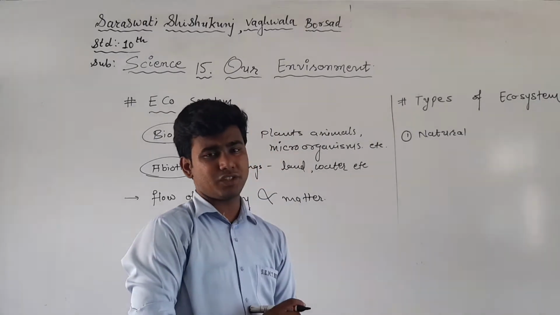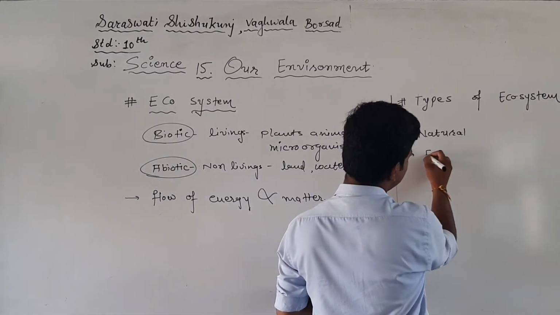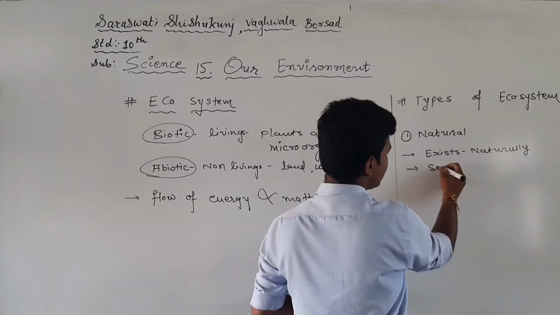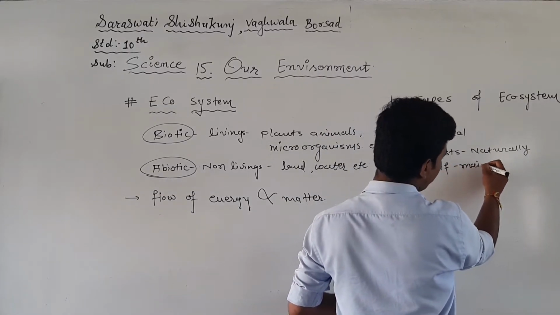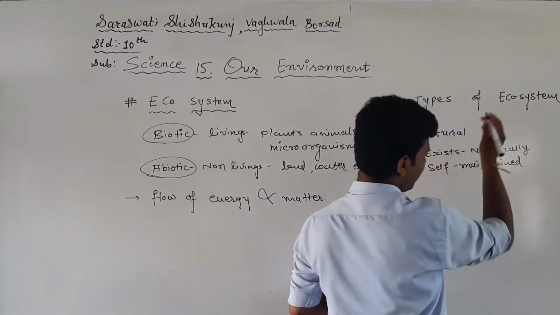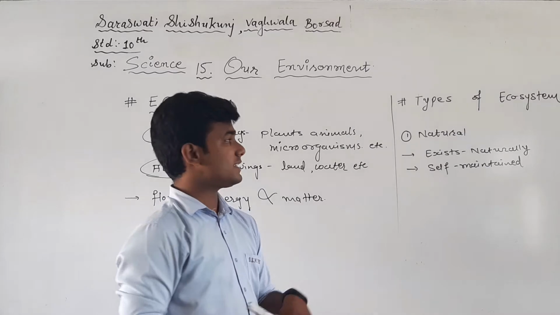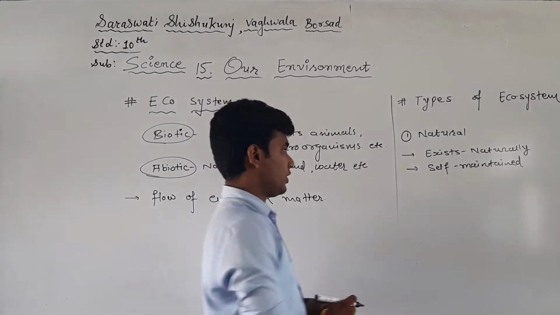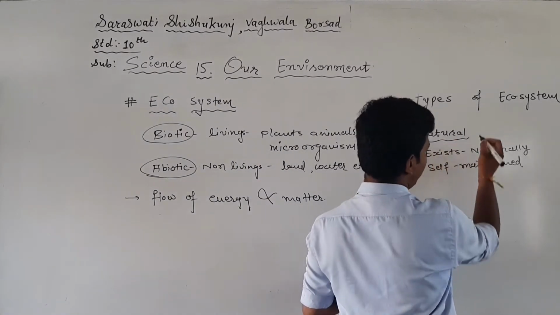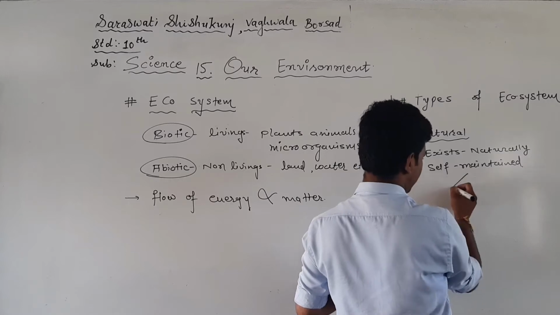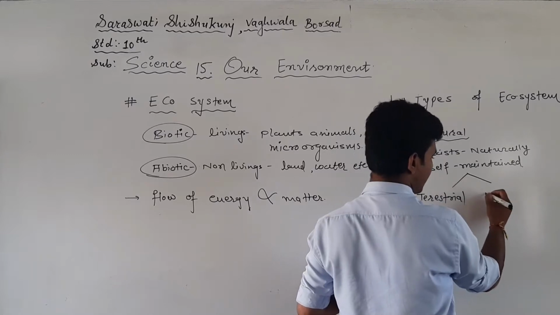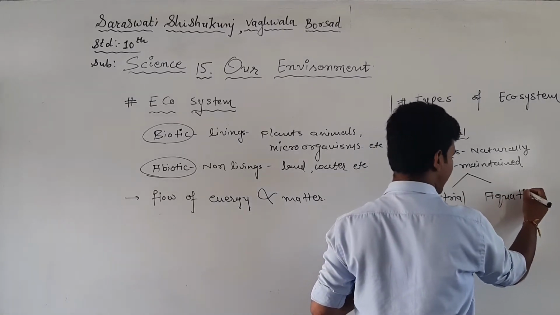First let's understand about natural ecosystem. Natural ecosystem, it exists naturally. That will be self-maintained ecosystem. It will be self-maintained, means no human activities is required to maintain such type of ecosystem, that is self-maintained by nature. In this natural ecosystem also we will have two another types, right? That will be our terrestrial ecosystem and another is aquatic ecosystem.